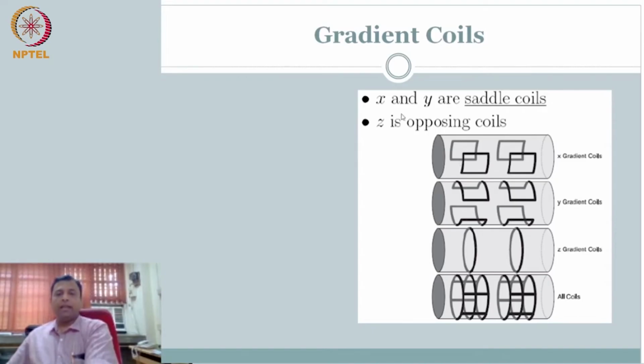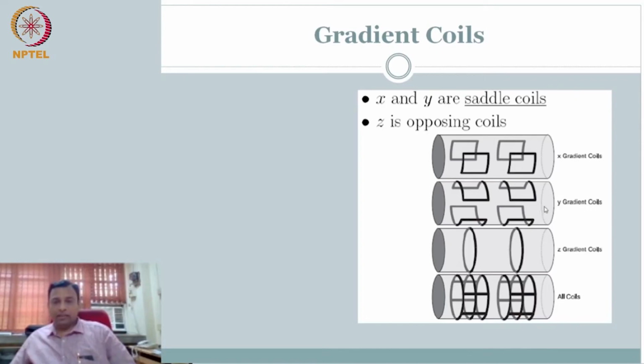So you are going to have gradient coils, and of course you are going to have three different directions. Therefore, you are going to have X gradient coils, Y gradient coils, and Z gradient coils, and you can see that all of them can be nicely assembled together. You will notice that X and Y are called saddle coils. Why do we say saddle? What do you mean by saddle?